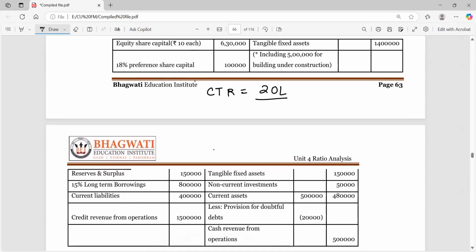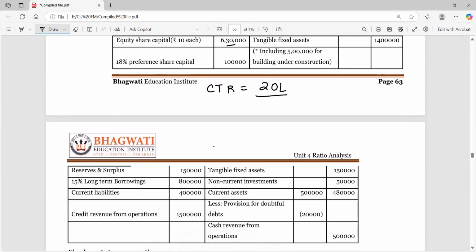How did you calculate capital employed? 630 plus 1 lakh plus 150 plus 8 plus... What is the total you're getting? 16 lakh 80,000. Listen, 16 lakh 80,000 is the total capital employed. Out of this, 5 lakh is used for a building that is still under construction. That 5 lakh rupees of capital employed is not generating any revenue for you. So that 5 lakh needs to be ignored.